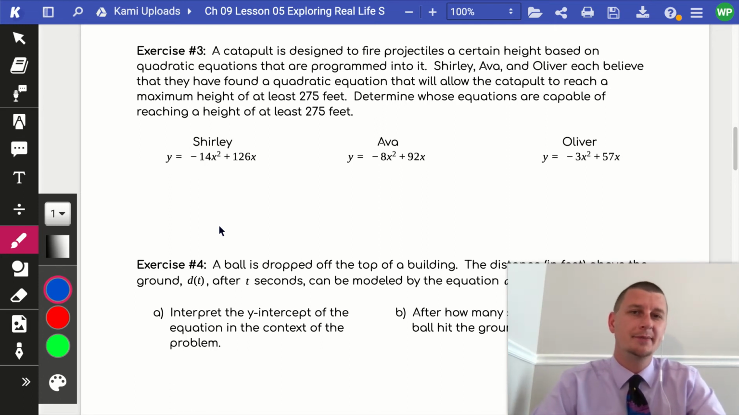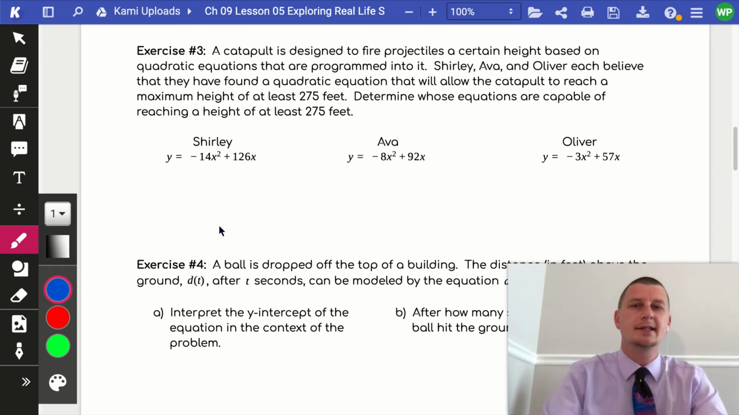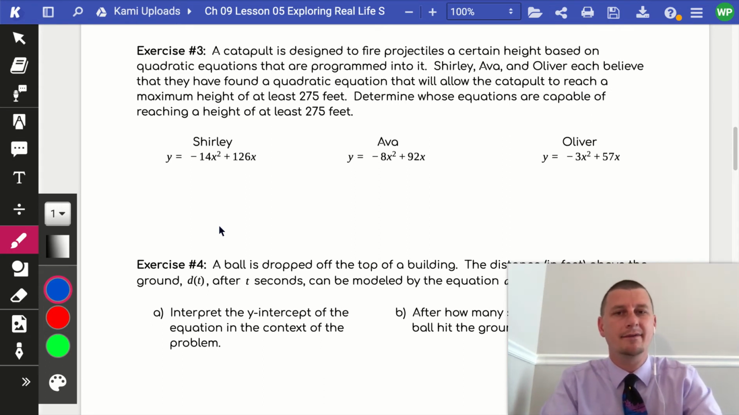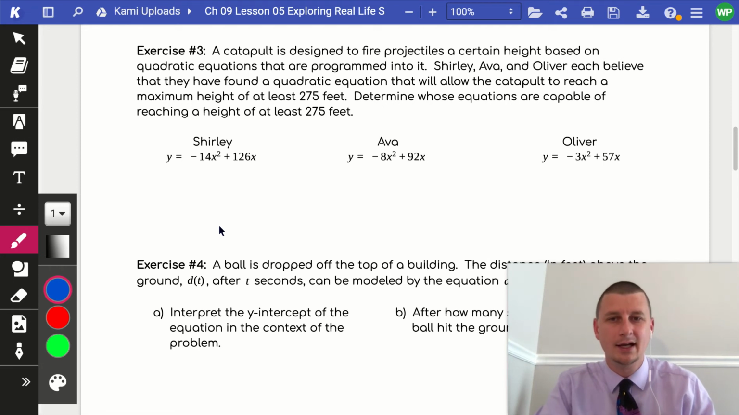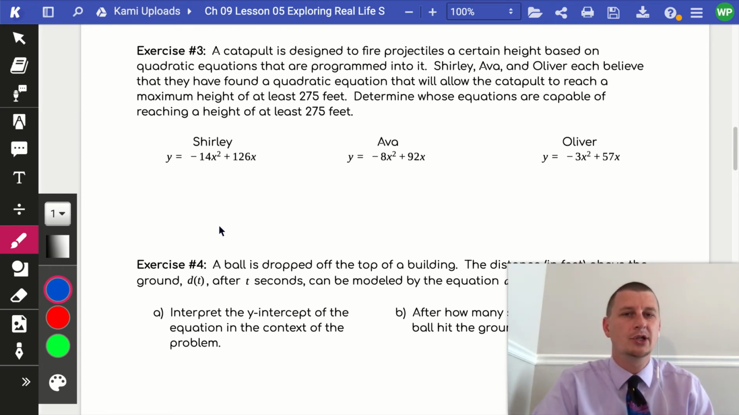And in this video we're going to be taking a look at exercise number 3 in lesson 5 on exploring real life scenarios. And this exercise says a catapult is designed to fire projectiles a certain height based on quadratic equations that are programmed into it. Shirley, Ava, and Oliver each believe that they have found a quadratic equation that will allow the catapult to reach a maximum height of at least 275 feet. Determine whose equations are capable of reaching a height of at least 275 feet.